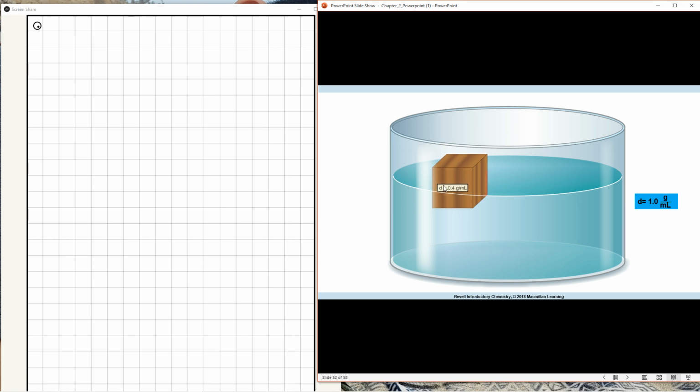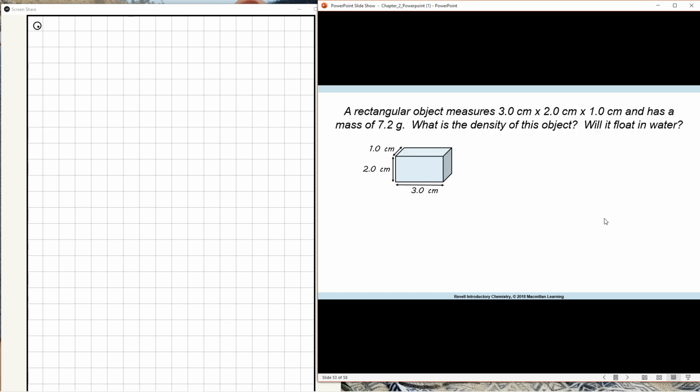Look at this block of wood. It has a density of 0.4 grams. Therefore, it's going to float. But if we get something with 2.7 grams, which is more dense than water, it is going to sink. Right? Kind of like things we think about but don't always think about. All right. Let's look at this problem.